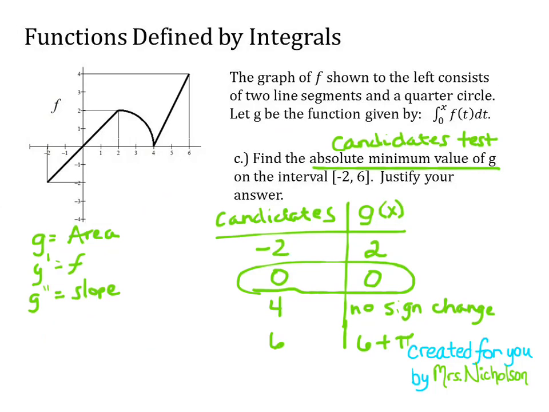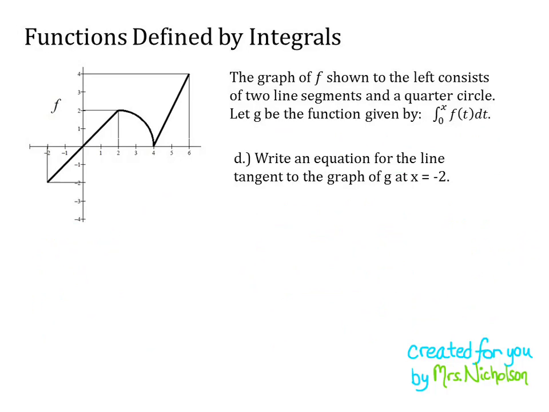Now, before you answer this question, we need to go back and look and see what the question asked. It asked us to find the minimum value. Of course, in this case, they're both 0, so in this example, it doesn't matter. But usually you need to think about what question they're asking and make sure you answer that question. So G's absolute minimum value is 0. And it says justify your answer, but remember with candidates test, if we do the table and show the work like we did here, we've already justified our answer. And so we can move on.